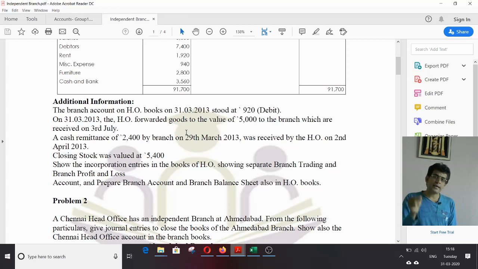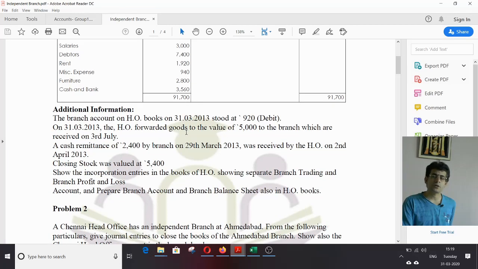In this problem, I will also be explaining the other concept which I have specified: the need to do the reconciliation between the head office balance and the branch office balance. I will come to that later. Let us first finish off the question, then I will come to that point. Now, closing stock was valued at 5,400. Show incorporation entries in the books of head office. Show separate branch trading and profit and loss account, and prepare branch account and branch balance sheet also in the head office books. So everything you are doing is in the head office books, not in the branch books.